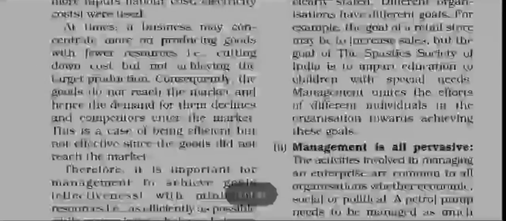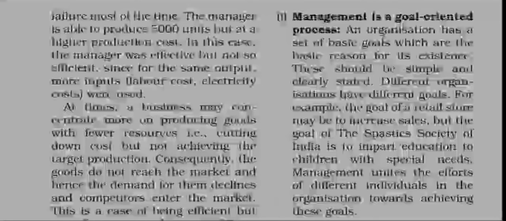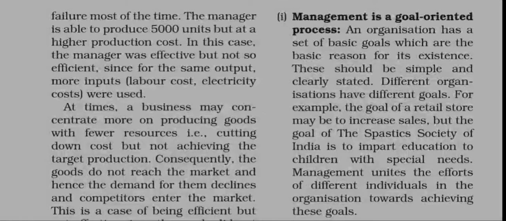Now we are discussing the characteristics of management. Characteristics can be called the features of management. Number one: management is a goal-oriented process. Different organizations have different goals. An organization has to set goals to achieve a particular target, for example, to earn a 20% return on investment or to increase sales by 10%. These are all goals which management has to achieve. Management unites the efforts of different individuals in the organization towards achieving these goals.